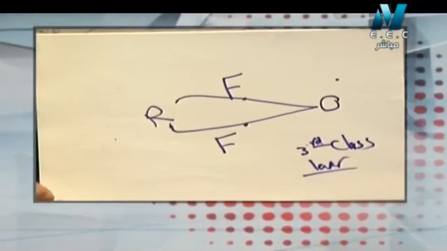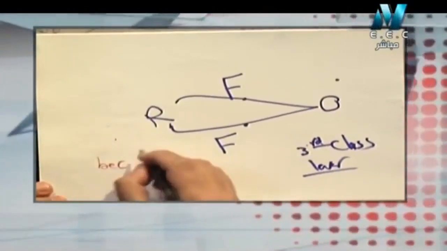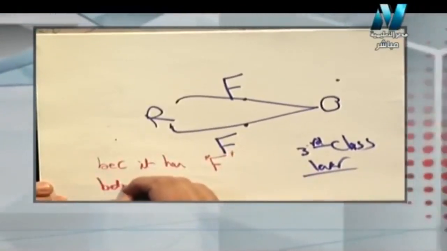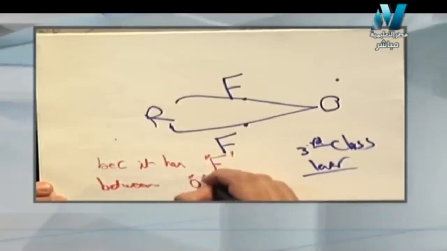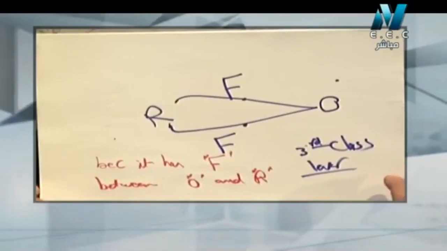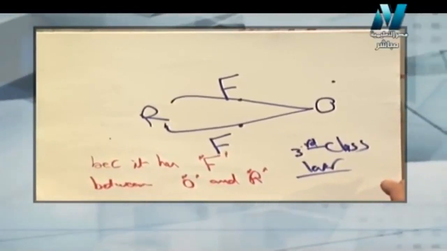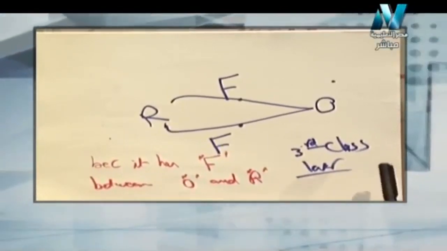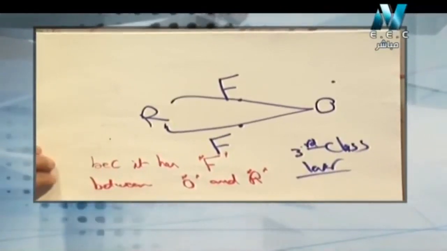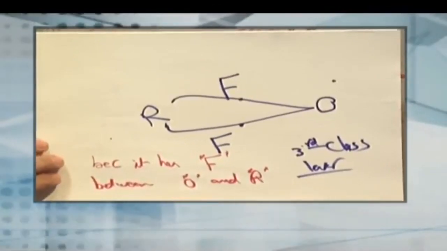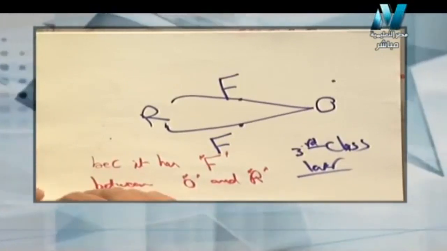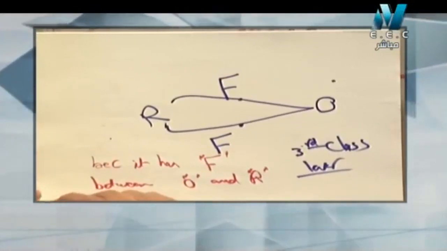I have a very important give reason for this question. Because it has effort force between O, the fulcrum, and R, the resistance. Okay. So third class lever. The coal tongs or coal holder is a third class lever because it has effort force between O and R.